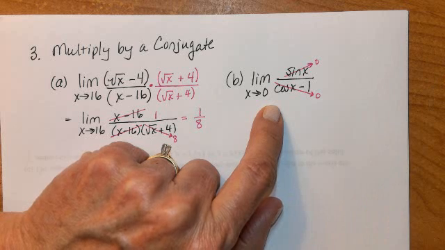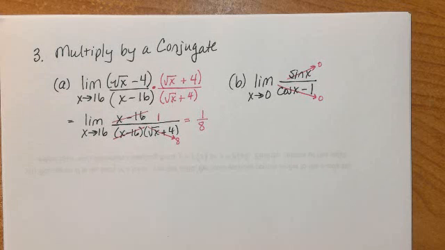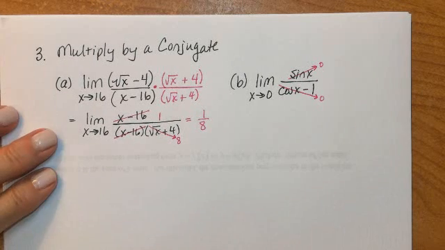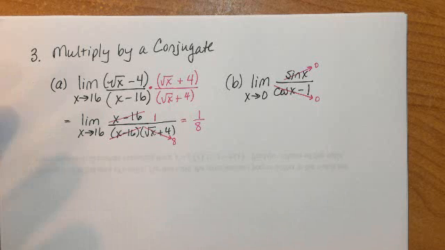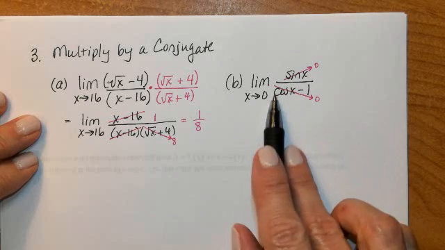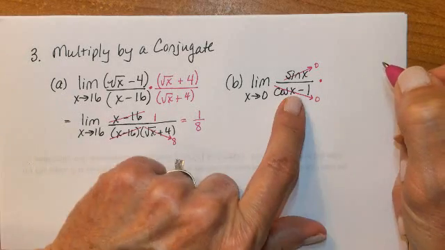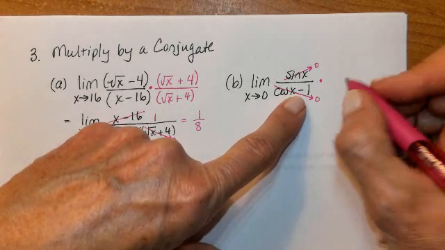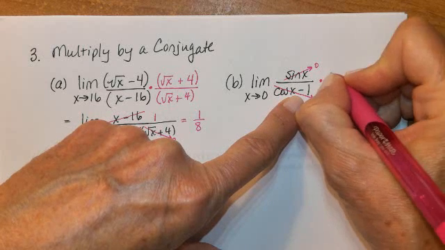When you look at this function, it may not be obvious to multiply by a conjugate. It will be more obvious after you practice these. But at first it's not obvious why you would multiply by a conjugate here. Practice, practice, practice, and then it will be. But we certainly cannot factor this. So I am going to multiply top and bottom by a conjugate. The only thing I can take a conjugate of is this cosine x minus 1, so I'm going to multiply top and bottom by cosine x plus 1.